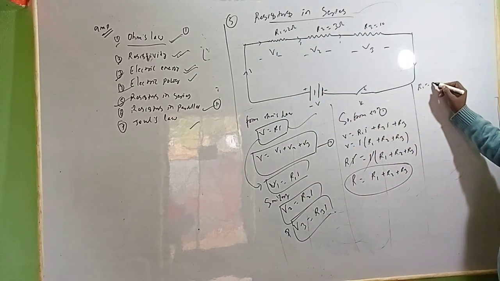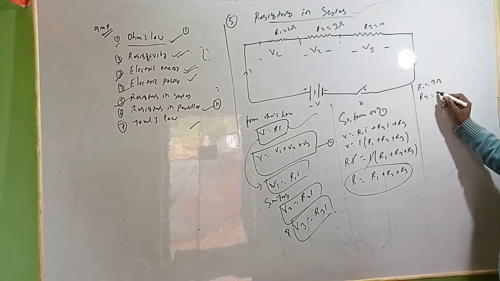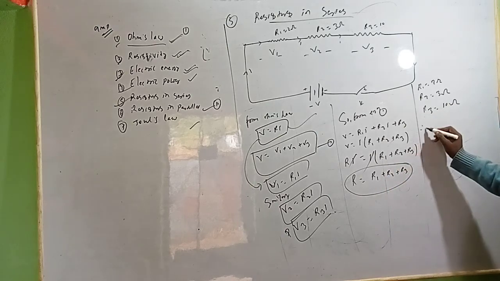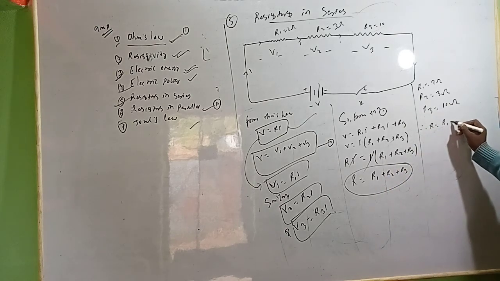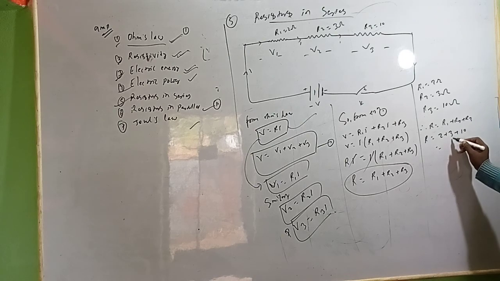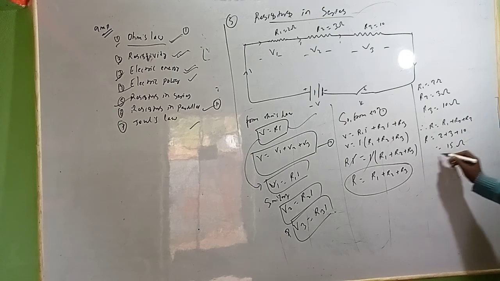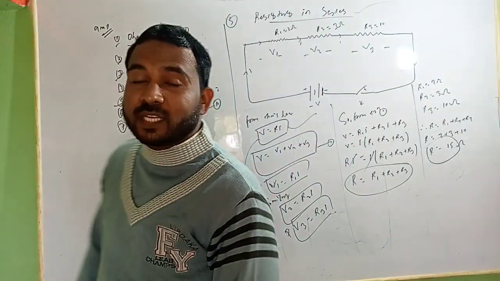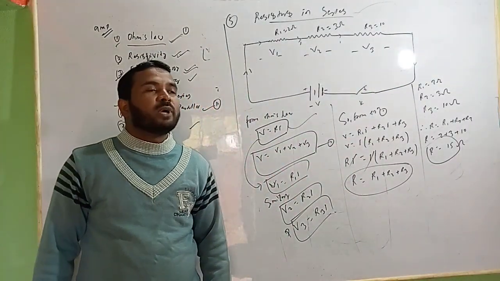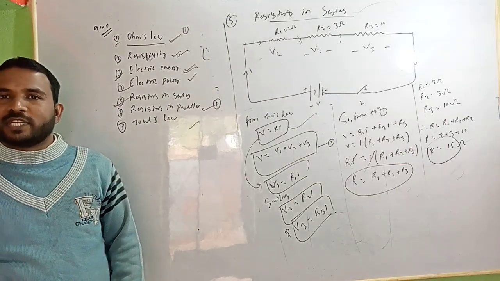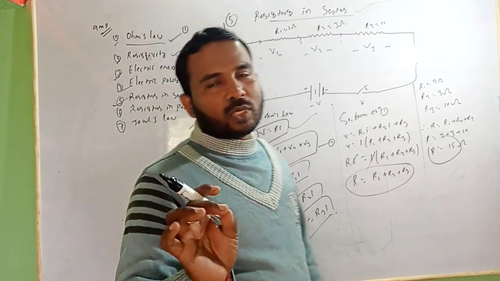Since you have R1 is equal to 2 ohm, R2 is equal to 3 ohm, R3 is equal to 10 ohm. Now therefore R equal to R1 plus R2 plus R3. It means R equal to 2 plus 3 plus 10. That means 15 ohm. Means total resistance. What is the value? 15 ohm you got whenever the 2 ohm, 3 ohm and 10 ohm are connected, and the same amount of current passes through this one. So you got the total resistance.